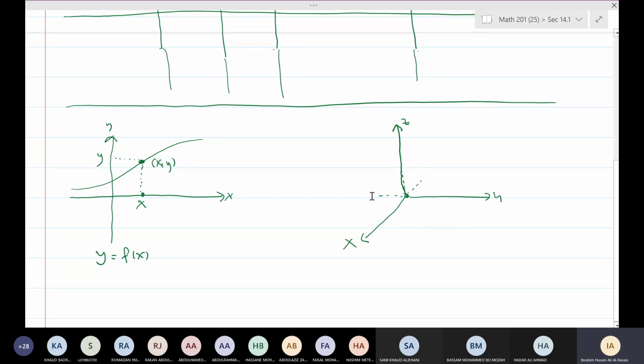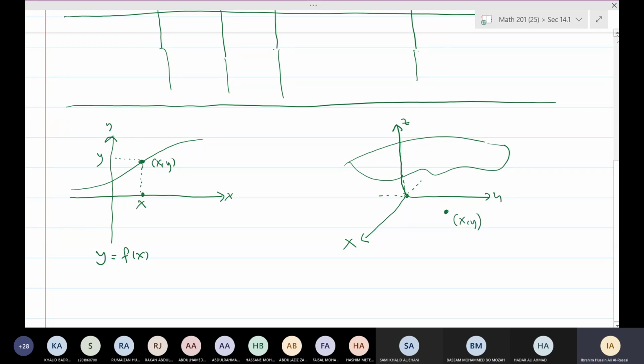So the domain will be in the floor, points in the floor. The range will be along the Z-axis. The general graph is a surface. You just graph a surface, something like this. This is a surface. Now take a point in the domain. A point in the domain will be something like this: X and Y.